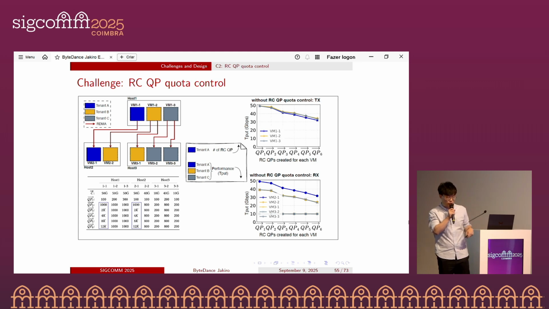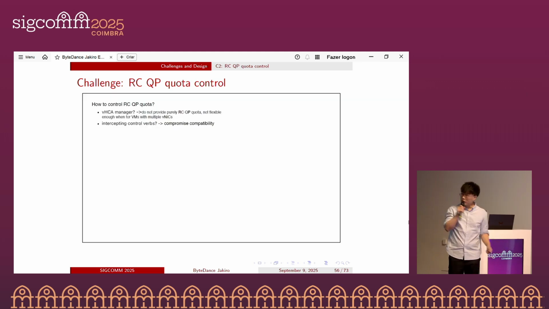So that's why we need to perform RCQP isolation. So the question is how do we do that? Can we use VHCA manager? No, because it does not provide purely RCQP quota, and it is not flexible for VMs with multiple VNICs.